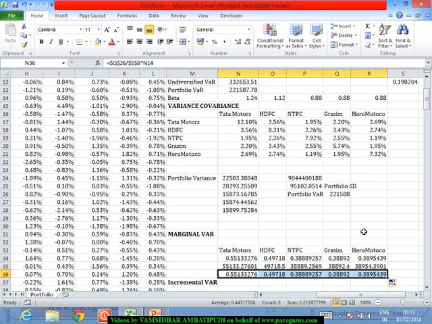and how can the portfolio bring down the risk because of the diversification benefit? How can it bring down the value at risk for the overall portfolio? Right.